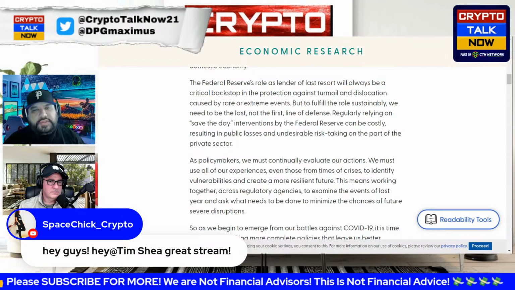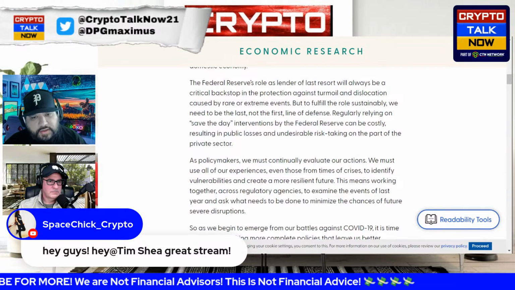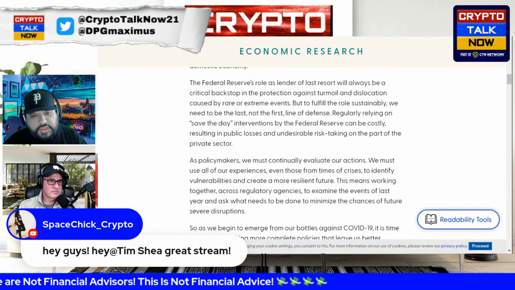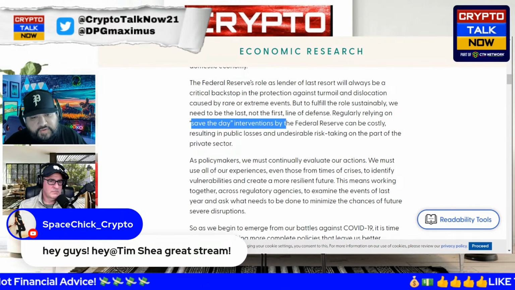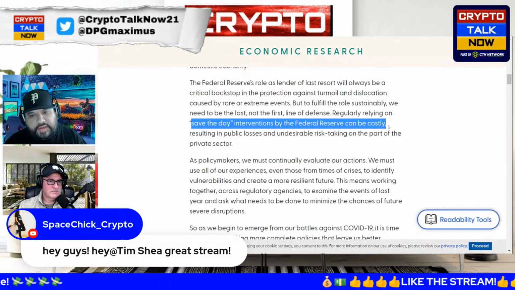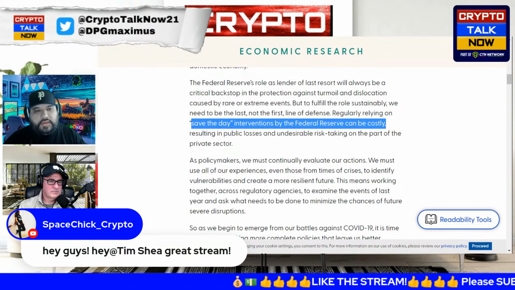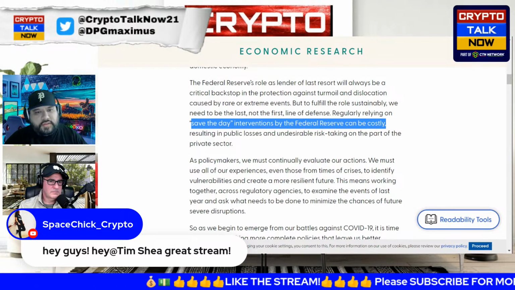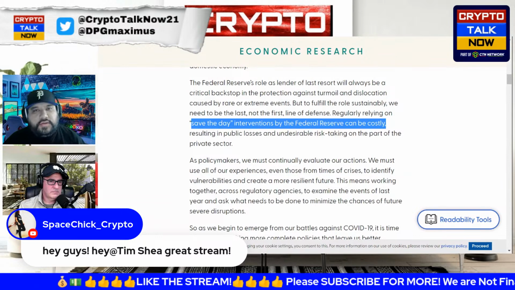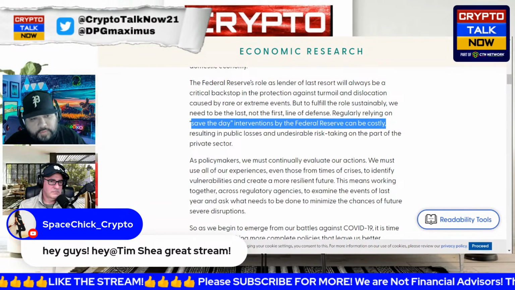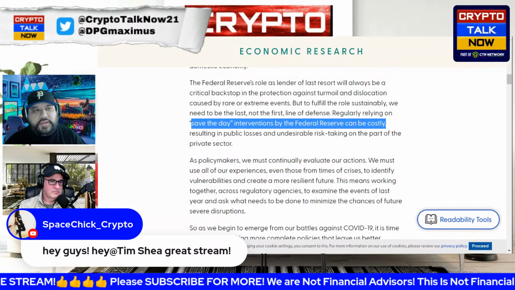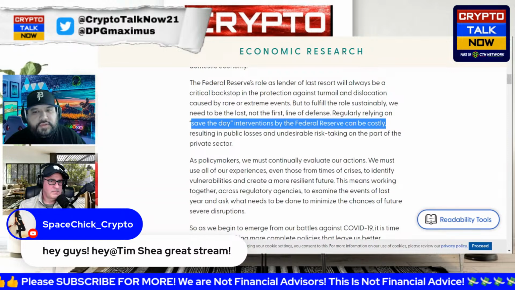Now, of course, it goes on about the thing about policymakers, and I'm not going to get into that. But my thing is this, with what I just mentioned to you guys, this whole thing of save-the-day interventions by the Federal Reserve can be costly. To me, the answer to what's mentioned there would be, for instance, Ripple's on-demand liquidity, right? To me, that is the solution.